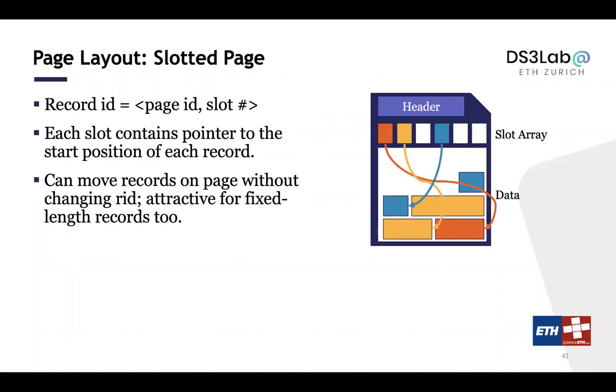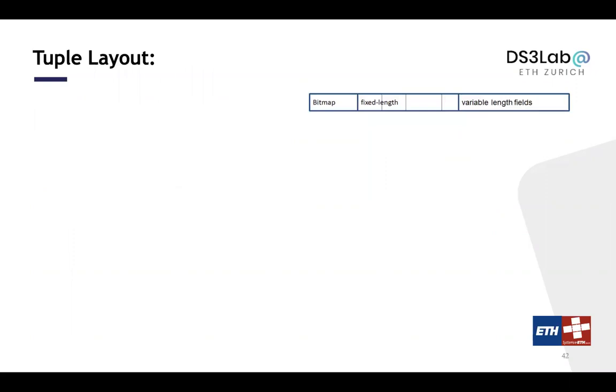And then given this, the next question we need to understand is how should you store the tuple? What is the layout for a tuple, for a record? Again, there are so many different ways that you can store it, and so many optimizations you can do. But the most generic way of doing this is by decoupling it into two parts. You have the fixed length field at the beginning, and then you have the variable length field at the end.